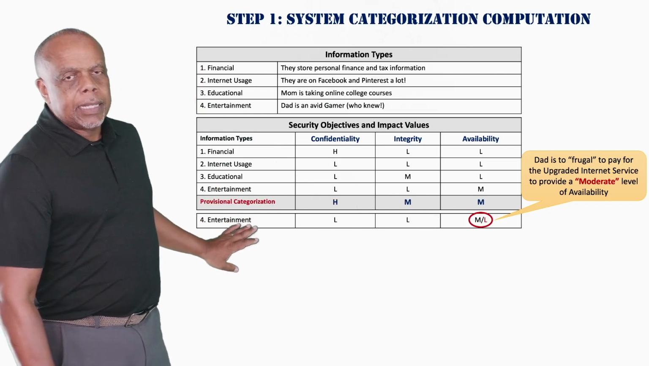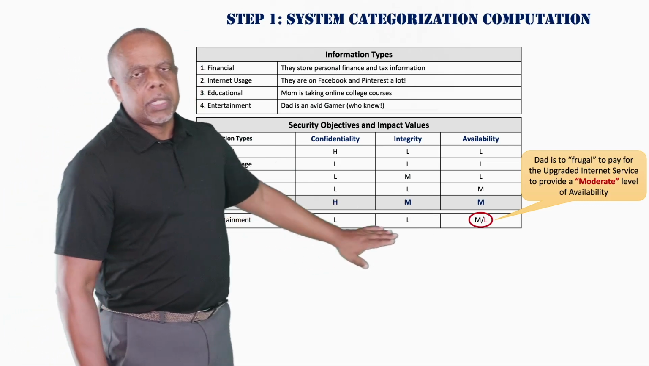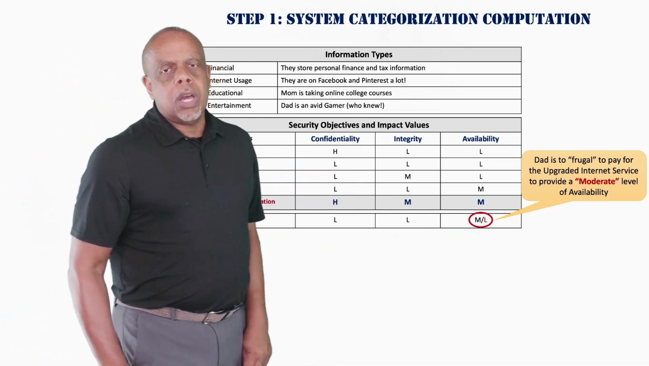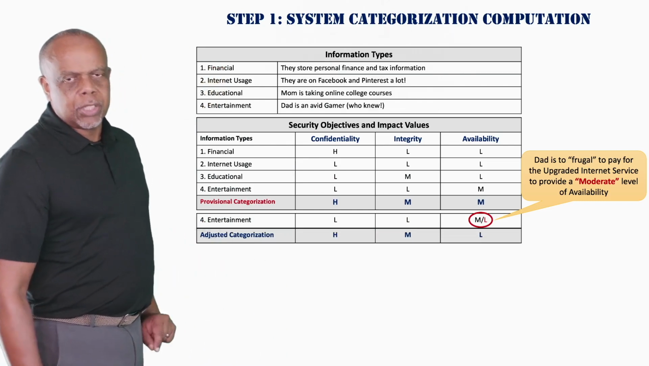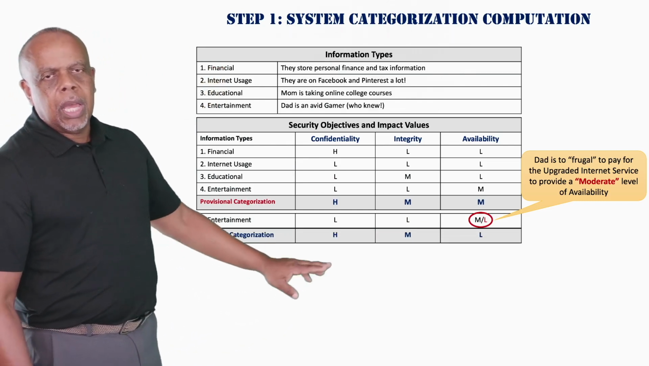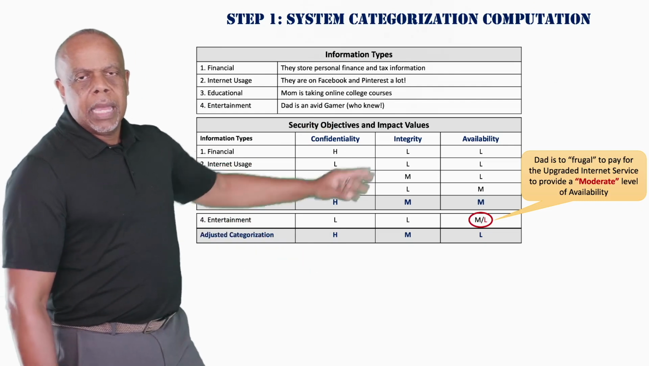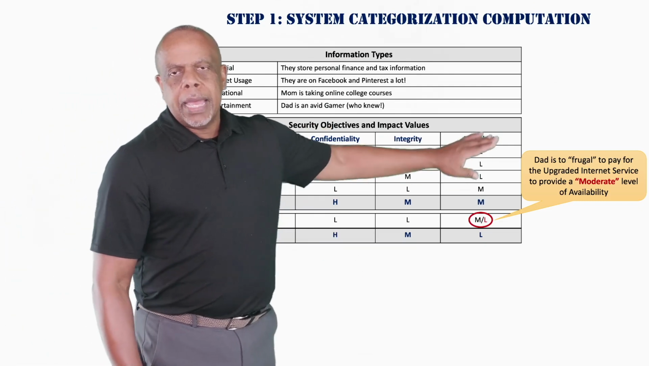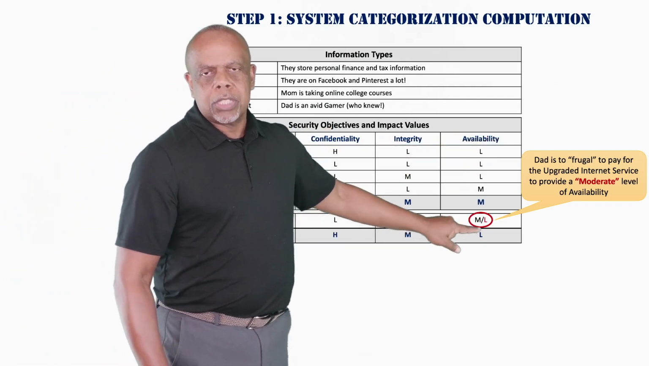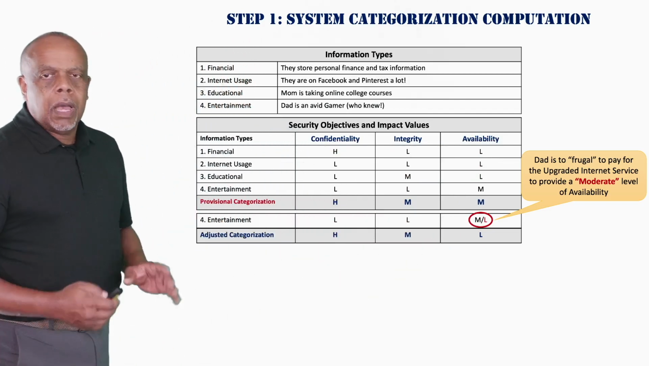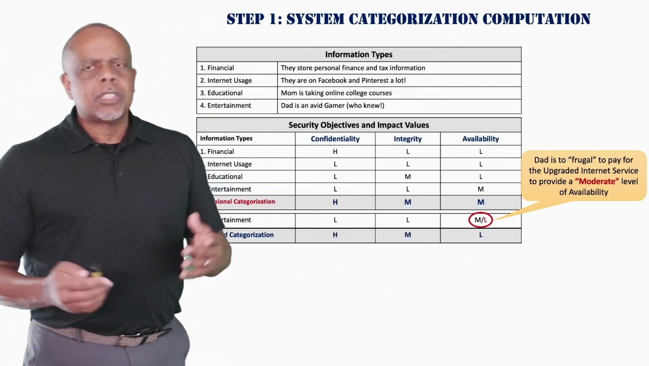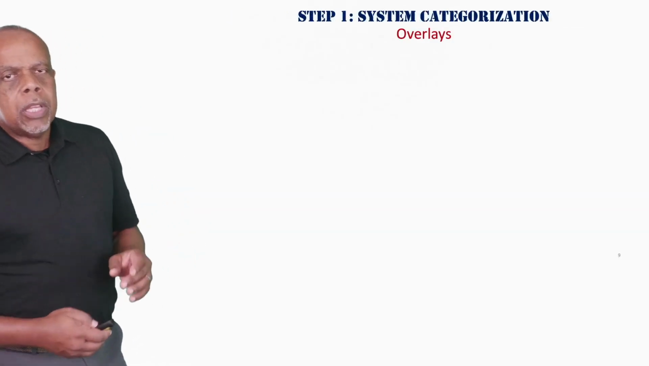So that's what my dad did. He says, you know what? Yeah, that's what I really wanted initially, but when I look at the cost, no, let's back that down. So now we have an adjusted categorization of confidentiality high, integrity moderate, and availability now adjusted from moderate to a low. High, moderate, low. Make sense? Yeah, like I said, this is what we do in life all the time.